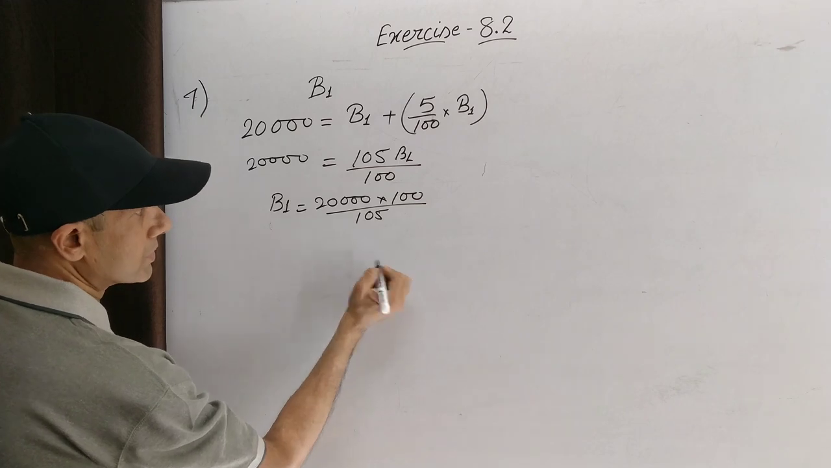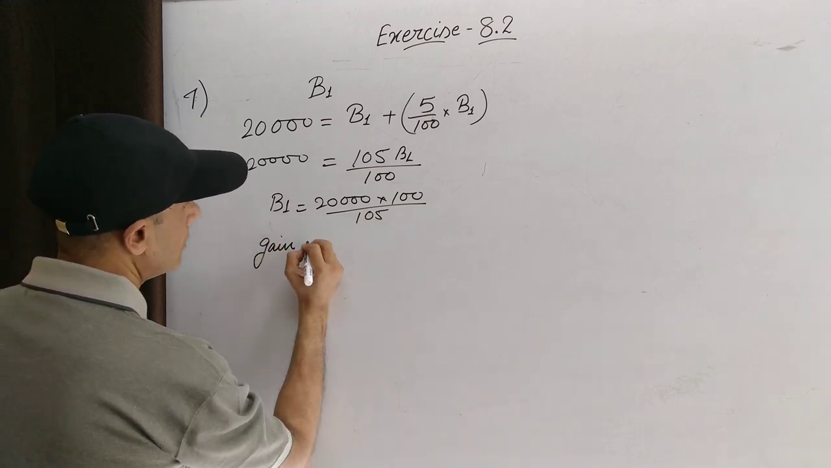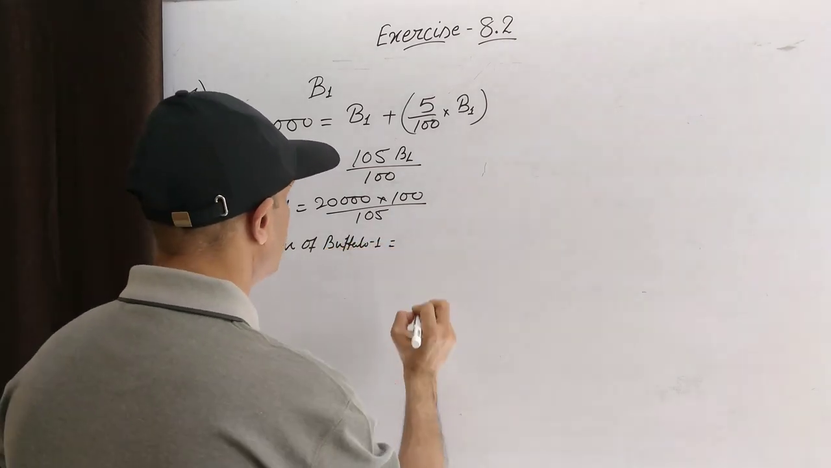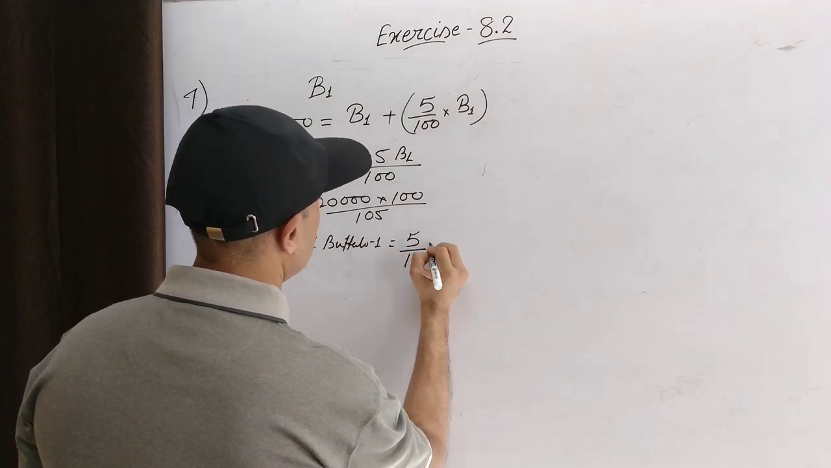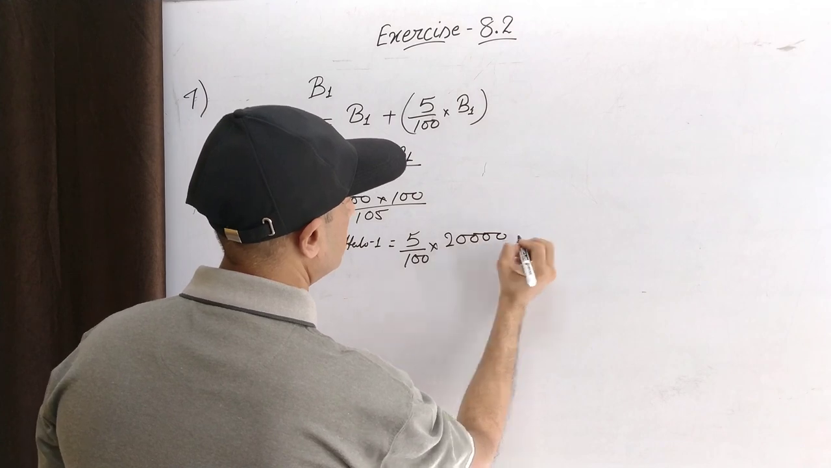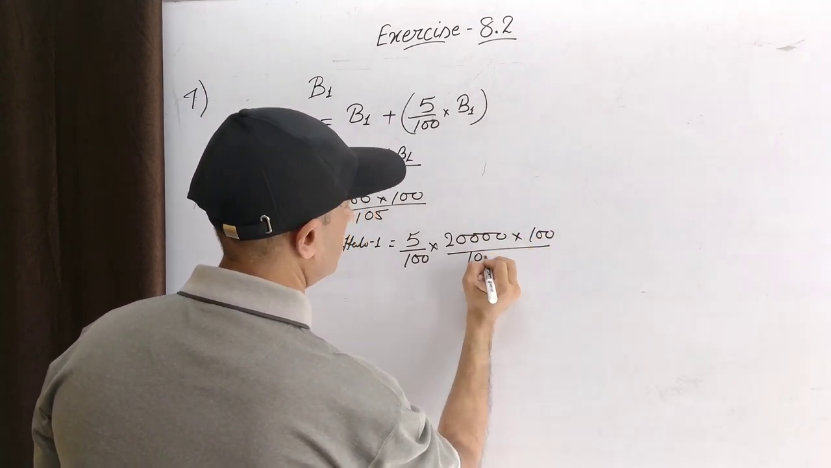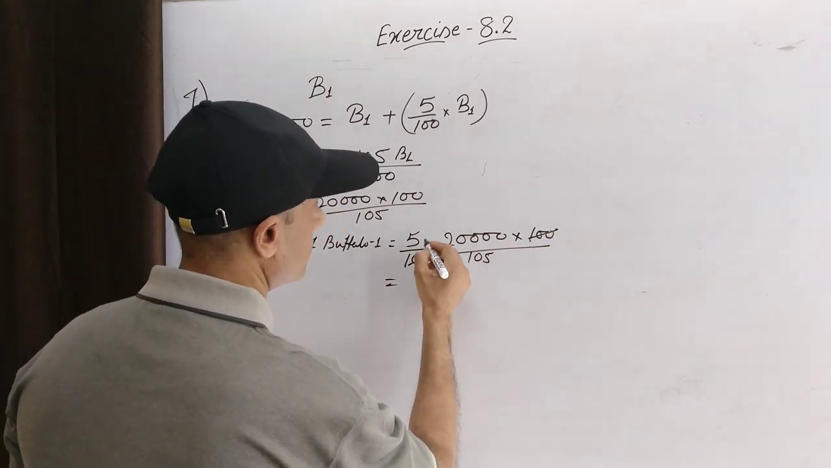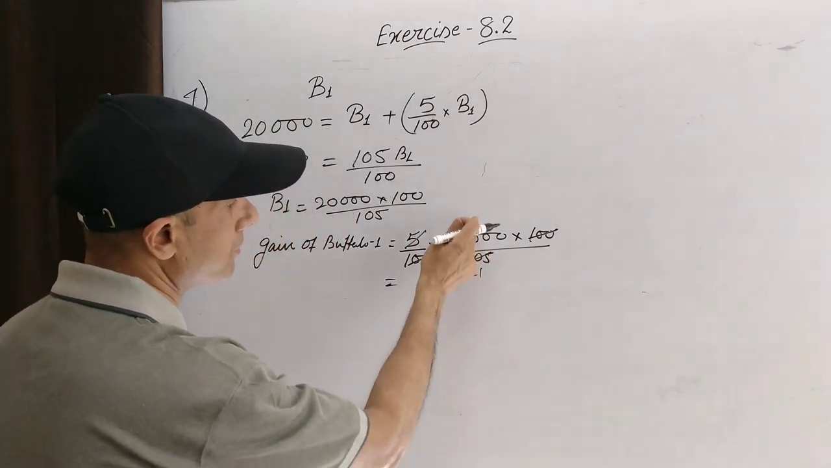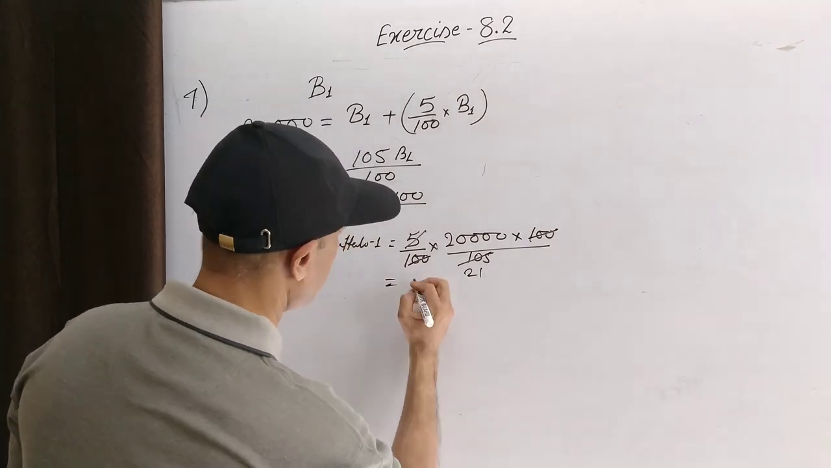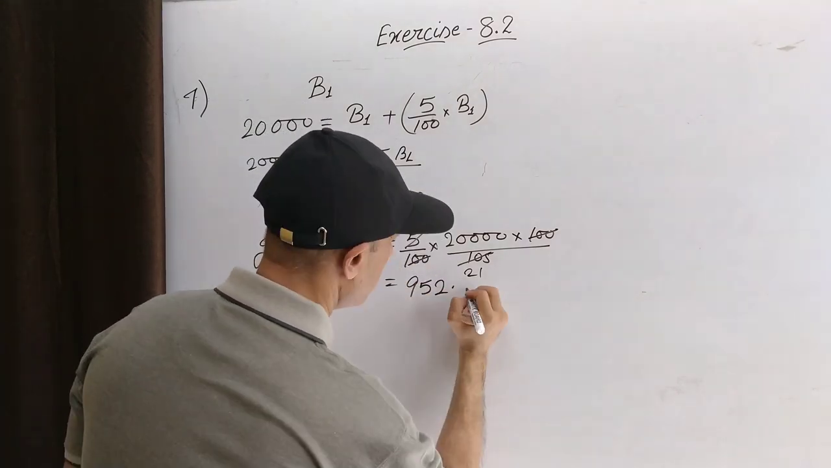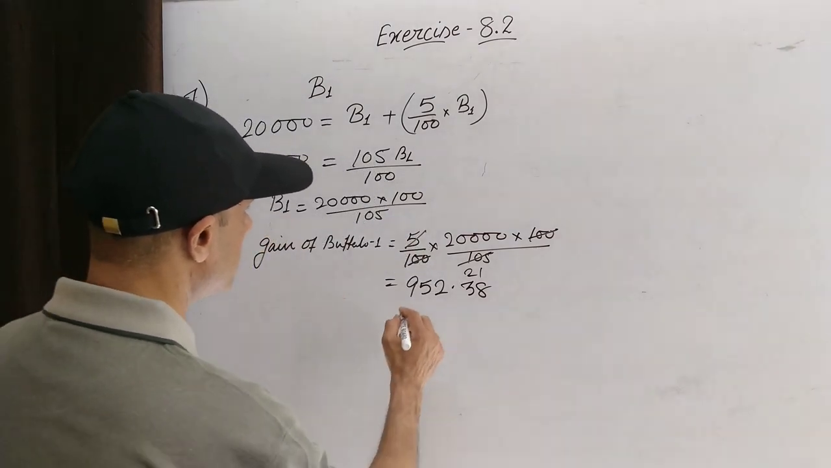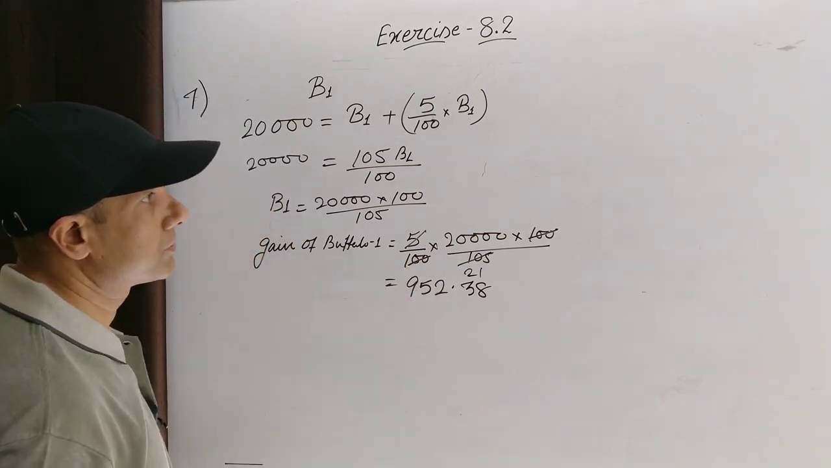Gain on this is 5%. So gain on the buffalo 1 is equal to 5% of this amount here. So we now reduce it and have to divide this by division method. I have already done it. We get the value 952.38. So this is the gain by selling the first buffalo.